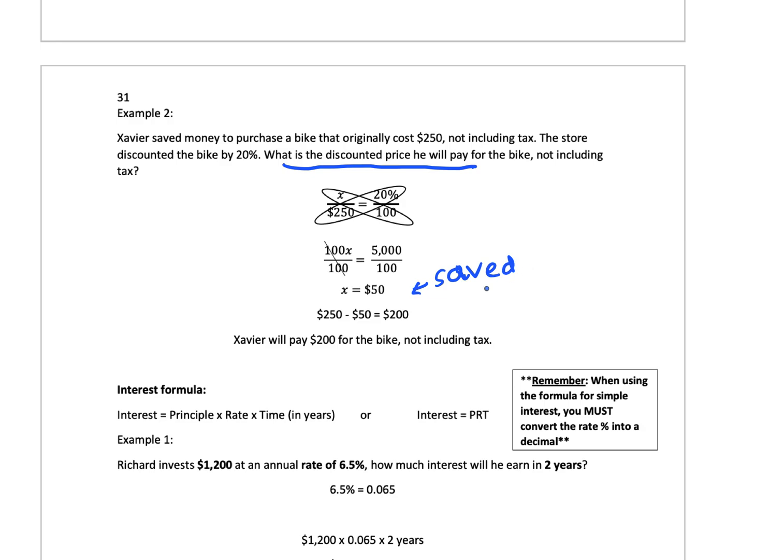So we have to still figure out what is the discounted price he will pay. So we don't know how much he's paying yet. The bike was originally $250. If he's saving $50, we subtract 50 from that number, and then we figure out, okay, his bike is now on sale for $200, so we'd still have to figure out the tax later, but since we don't know it right now, we're just going to say he's going to pay $200 for his bike.